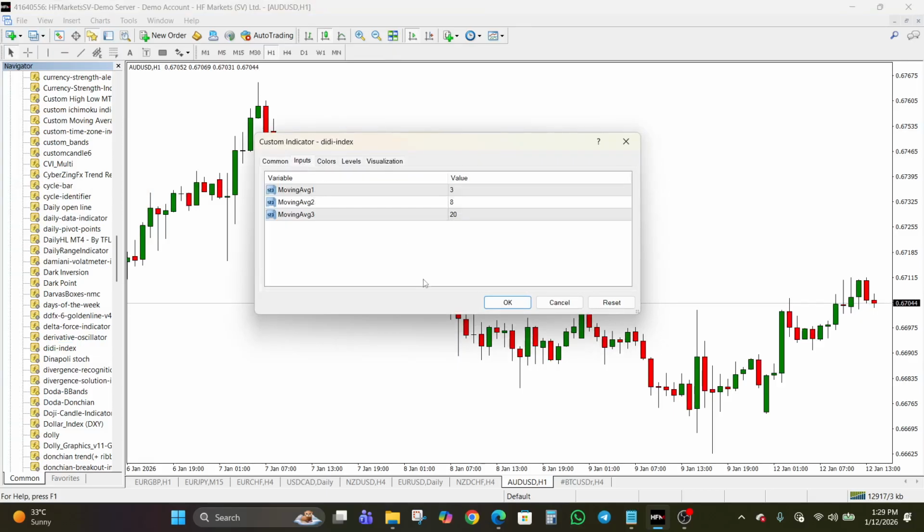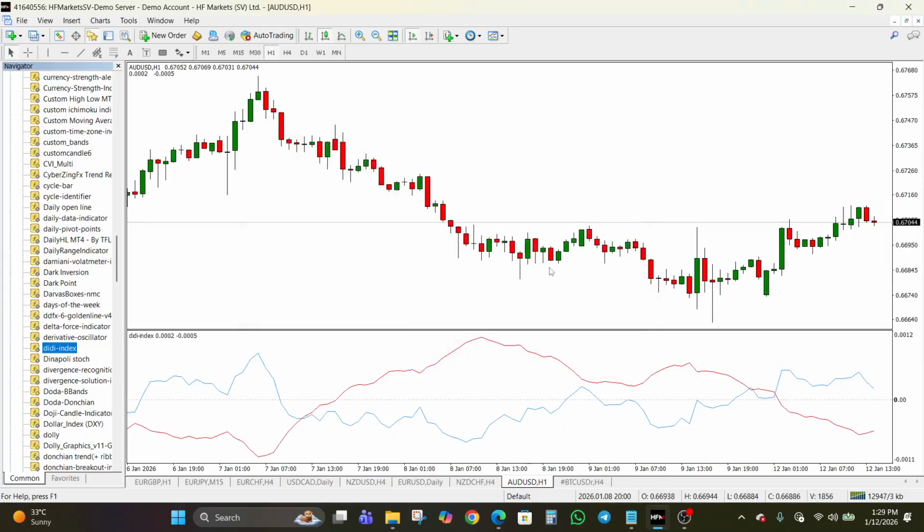And then for your input settings, we can see that we have 3 customizable settings here: the moving average 1, moving average 2, and moving average 3. Now we can see this is how the indicator looks. It helps you with your momentum analysis, to highlight trend strength and spot early shifts in market direction.